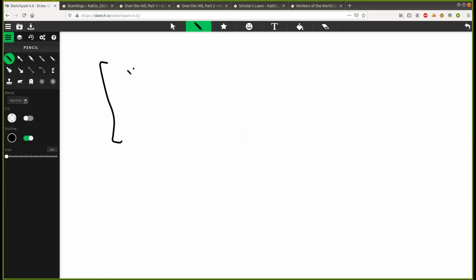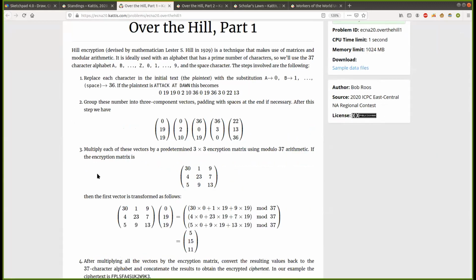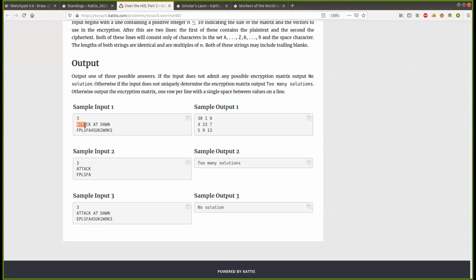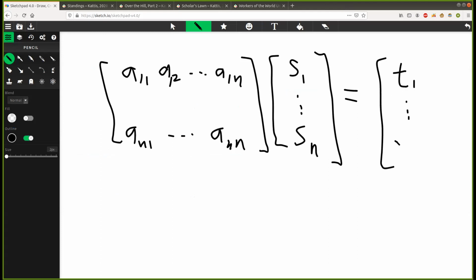So let's look at what the structure is. Let's say we have this matrix that we don't know. These are all unknown variables. So we have a bunch of variables here, and we want to think, what are the constraints in the input? It gives us this string, which we should break into blocks of n. Let's say we're considering one block. We know that if we multiply by this vector, then we should get this other vector. So S and T are known, but these A values are not known.